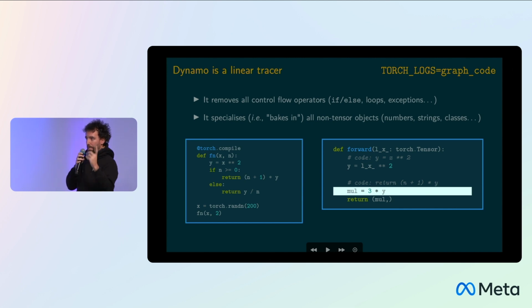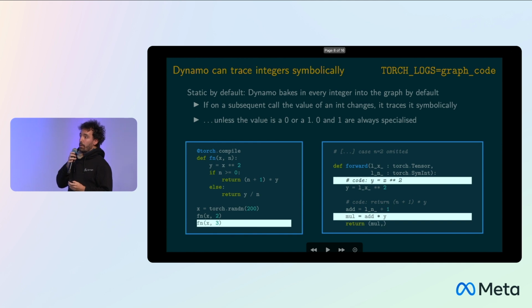So linear tracing removes all control flow and specializes all non-tensor objects. If you have strings, it will get rid of them. Just things that interact with tensors will be recorded. Well, not quite. It actually knows how to trace integers as well.